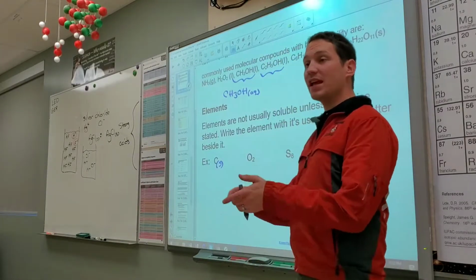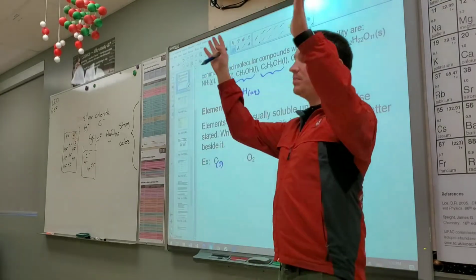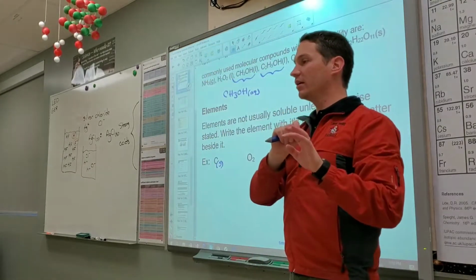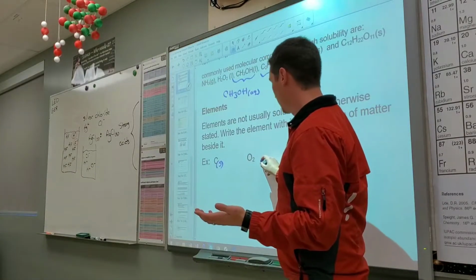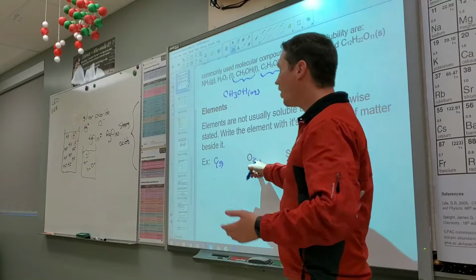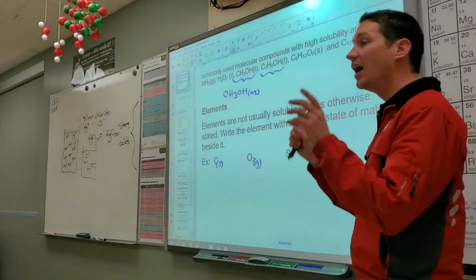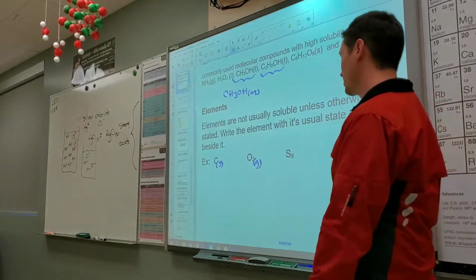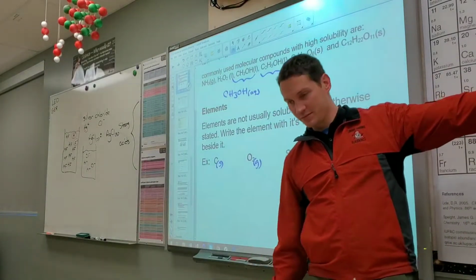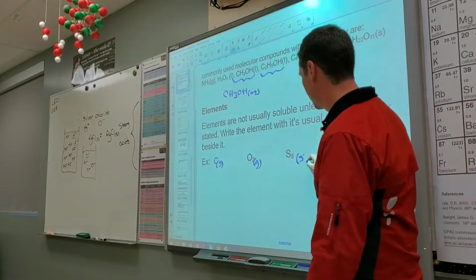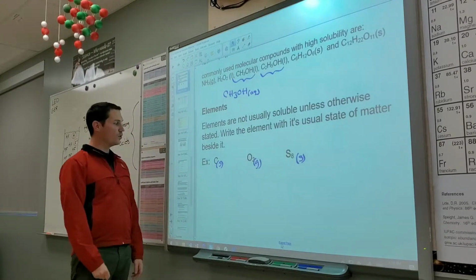Oxygen. When's the last time you bubbled air through water? Did the bubble disappear halfway up through the water? No, it didn't dissolve, right? What's oxygen going to be? Gas. When I add oxygen to water, most of it will still be a gas. A tiny little bit will dissolve, but most of it will be a gas. And then sulfur. What's sulfur going to be at room temperature? Solid. Okay, good.